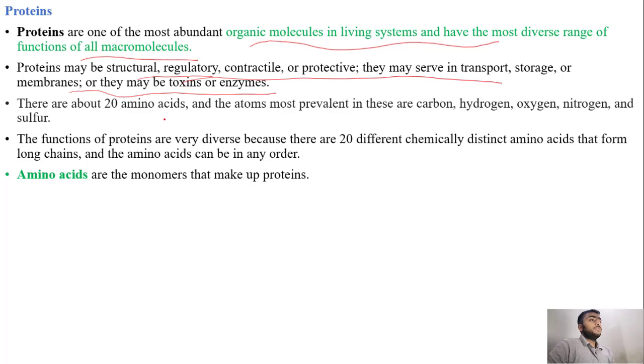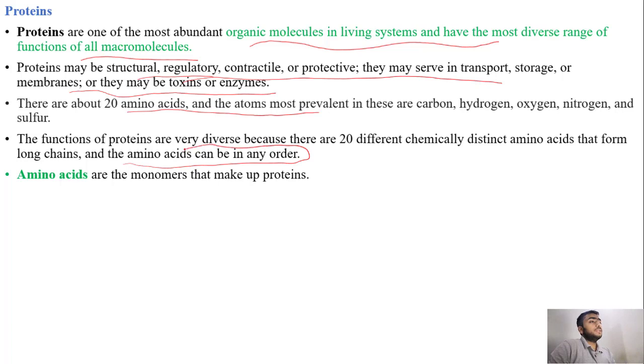So there are about 20 amino acids, which are the building blocks of proteins, and they are composed of carbon, hydrogen, oxygen, nitrogen, and sulfur. Many different amino acids link together to give a protein its structure, and therefore every protein is specialized in carrying out its own specific function. The functions of proteins are very diverse because there are 20 different chemically distinct amino acids that form long chains, and the amino acids can be in any order.